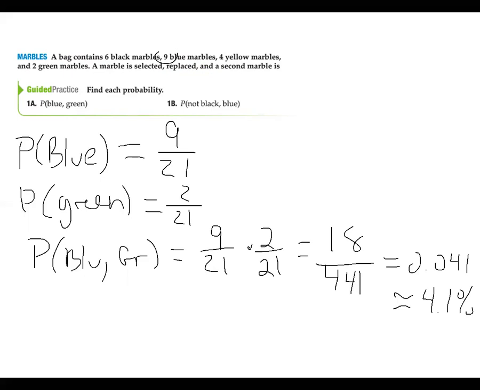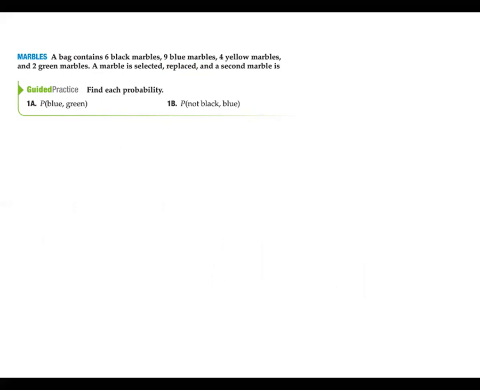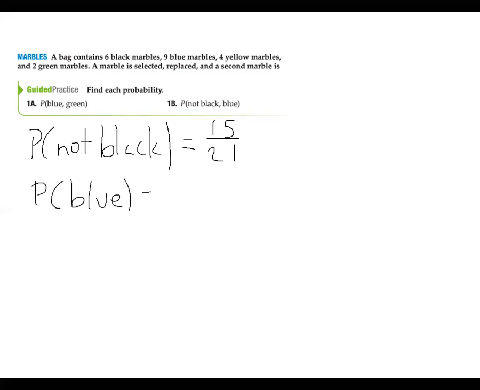How about a not black and a blue marble? Okay, so the probability of not black. Now, there's two ways you could do it. You could add up everything that is not black, so 6 plus 4 plus 2, or not 6 plus 4 plus 2 is looking at blue, so 9 plus 4 plus 2. Or you can know there's 21 marbles altogether. If 6 of them are black, that means you subtract that from the 21. 15 are not black, so you could do 15 over 21, and then the probability of getting a blue, which would be 9 out of 21.